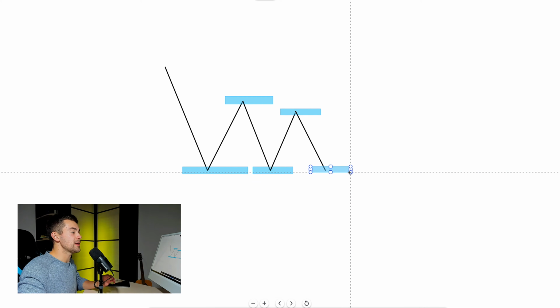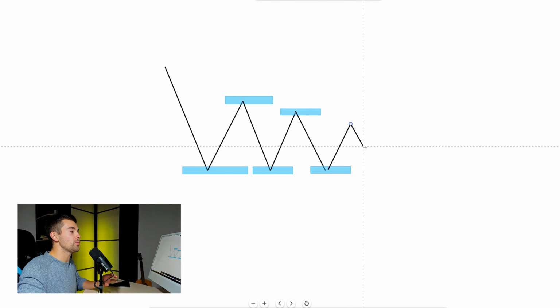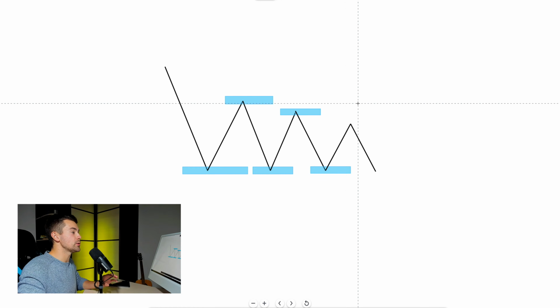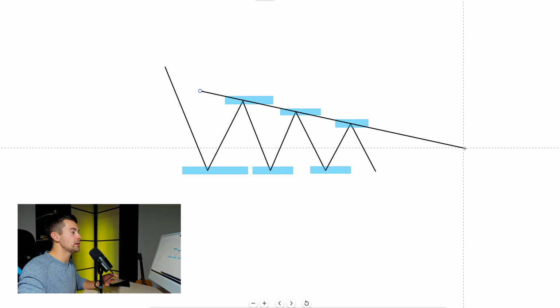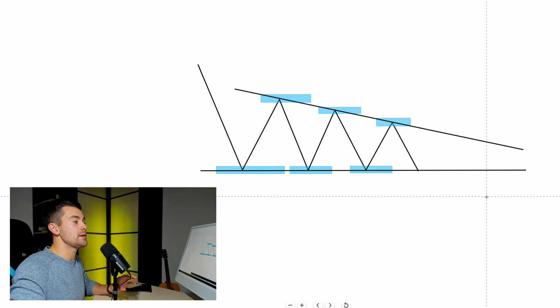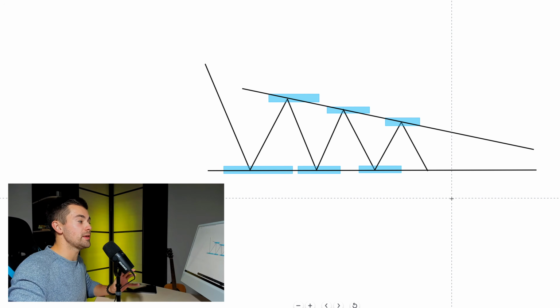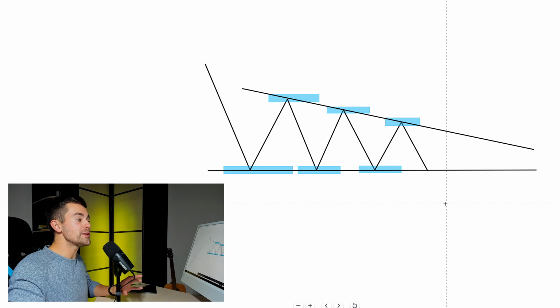So you can see that here the price is respecting the same horizontal structure support, and at the same time we see the lower highs. And based on these lower highs, we can even draw the trend line, the falling trend line. So here we spotted the descending triangle formation. Yes, the pattern is based on the sequence of equal lows and the sequence of lower highs. Why is this pattern called a bearish pattern?